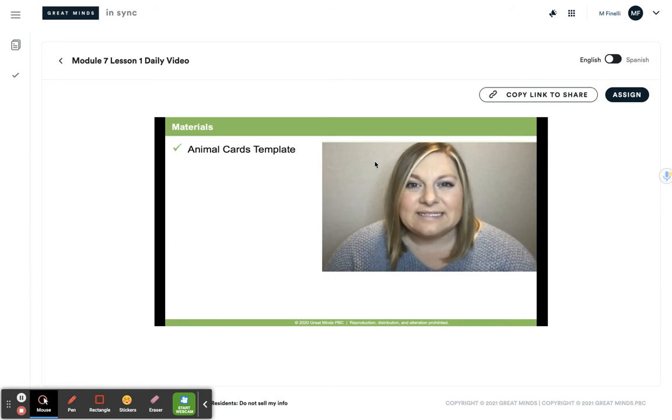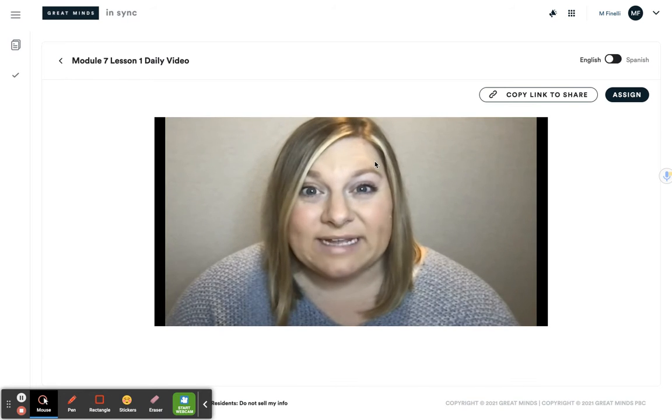Before we begin today's lesson, you will need your cut out animal cards from your animal cards template. Press pause while you gather your materials and press play when you are ready to continue. Remember, boys and girls, you're just going to watch. Now we are ready to begin.